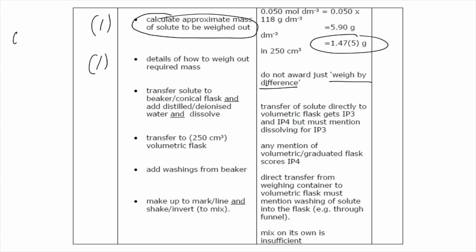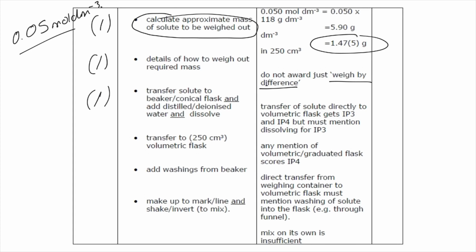Because the solution needs to be approximately 0.05 moles per decimeter cubed, it doesn't really matter as long as it's approximately 0.05. So you're aiming to add 1.475 grams, but you may not add 1.475 grams. You may add 1.471 grams or even more or less. The important thing is you know the mass that you've added. The third mark is for transferring the solute or the solid to the beaker and adding distilled water to dissolve. Okay, that's the third mark.